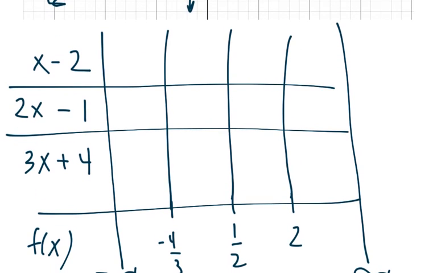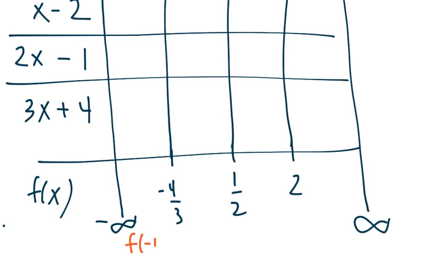Let me draw some grid lines in so we can fill in our sign chart. Remember, all you do is on the intervals, you plug in points within that interval and you just see if it's positive or negative. So how about I plug in -10. Well, -10 minus 2 is negative. 2 times -10 minus 1 is negative. 3 times -10 plus 4 is negative, right? It's always a good idea to pick a bigger number or a more extreme number because it doesn't take much thought for me to say, oh yeah, 3 times -10 plus 4, that's definitely negative.